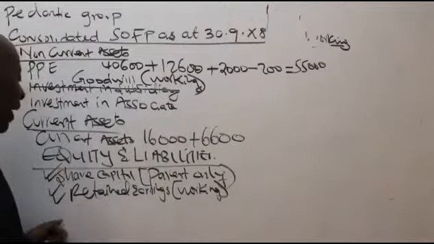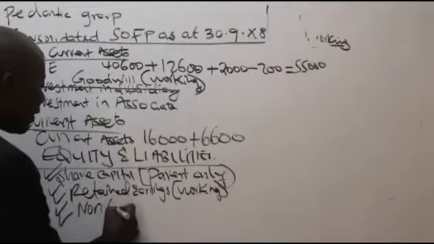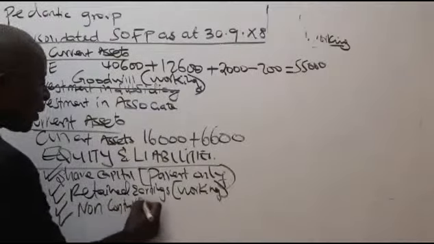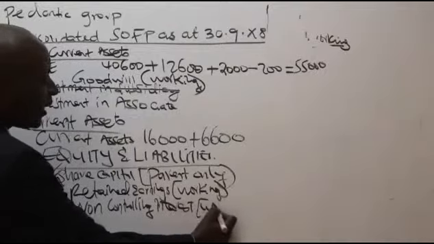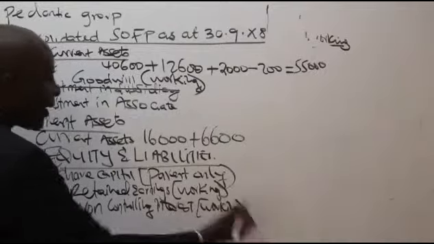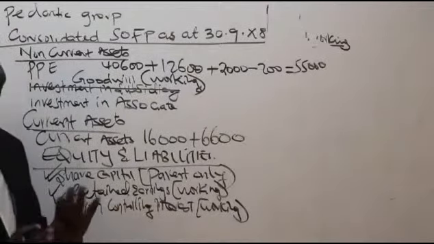So after retained earnings, there is one equity component that everybody forgets. What we call the non-controlling interest. This is an equity component that so many people forget. Again, I'll write for them a working. If I get time, I'll do the workings. If I don't get time, I'll leave it.